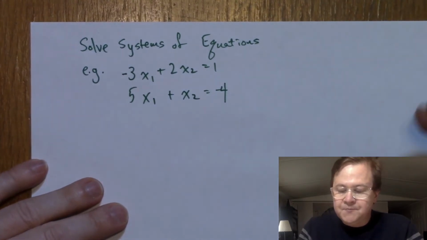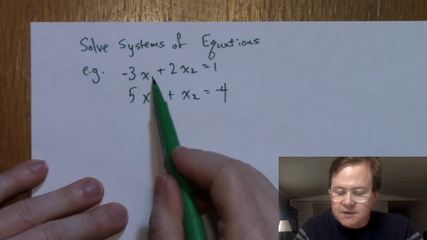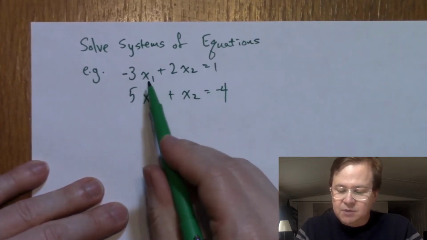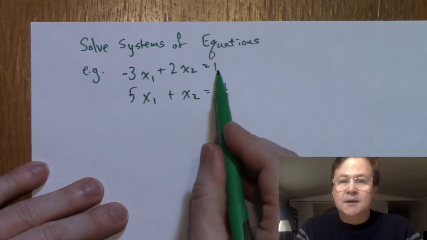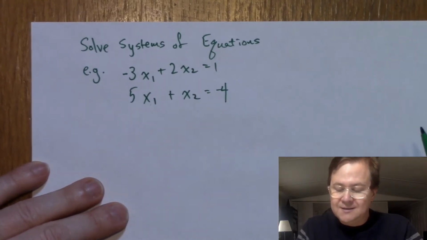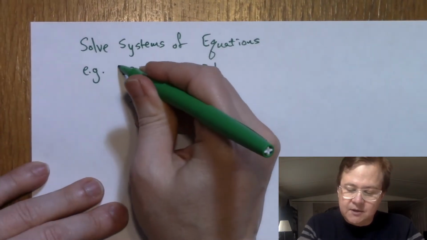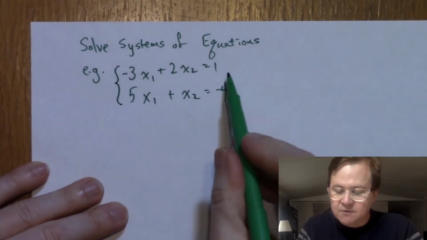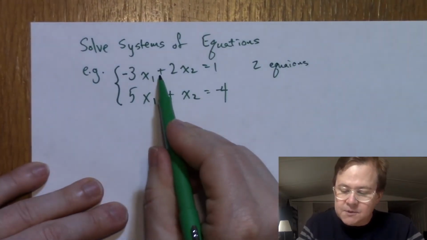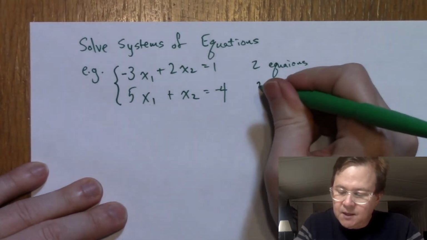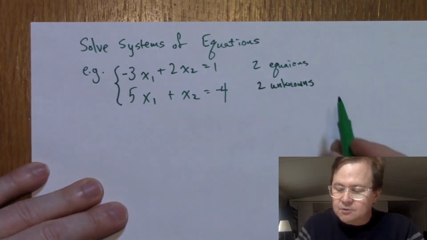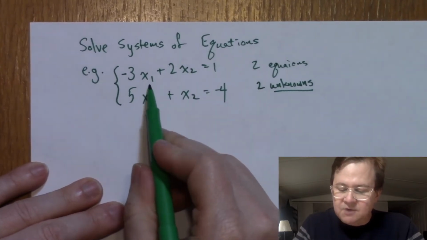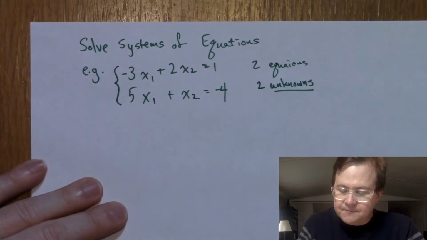The goal here is to find a particular value for the variable x1 and the variable x2, so that if I plug it in here and here, I get 1, and if I plug it in here and here, I get negative 4. This is also described as solving a system of equations. This is a system of two equations, first equation, second equation, and two unknowns. By unknowns, I mean two variables. And in this case, the variables are x1 and x2.